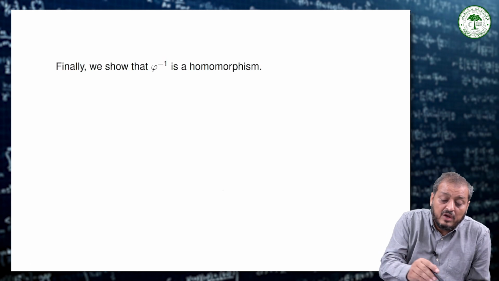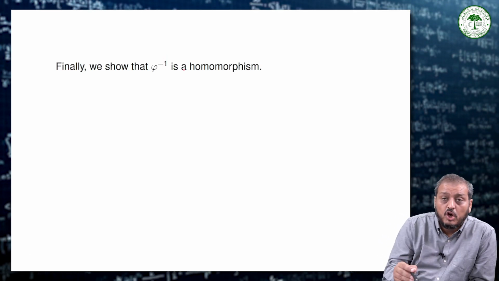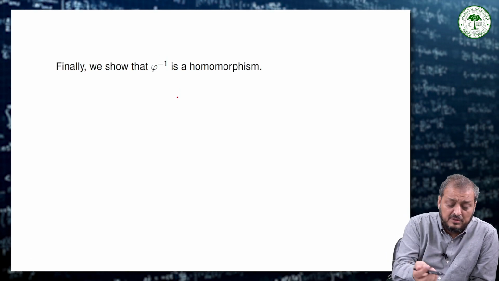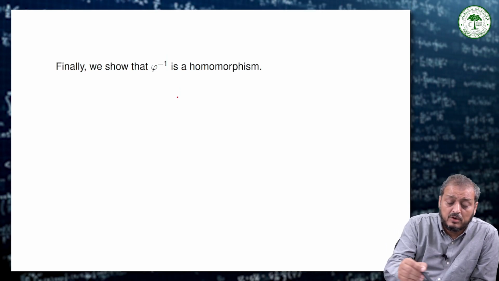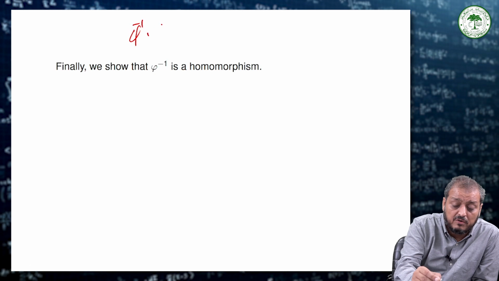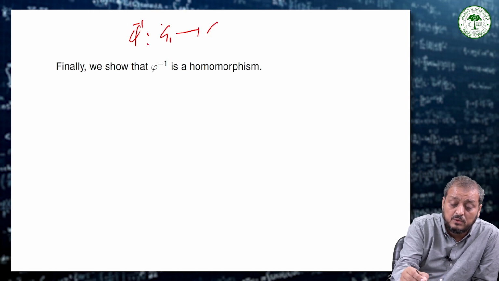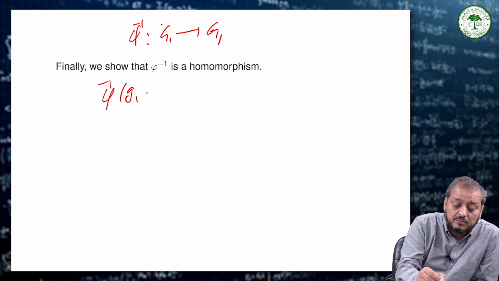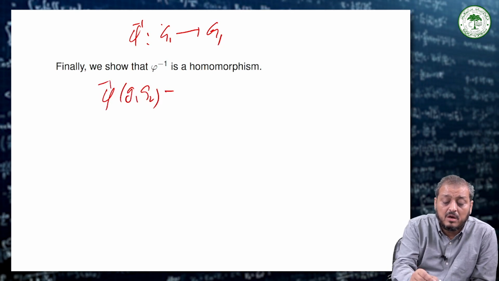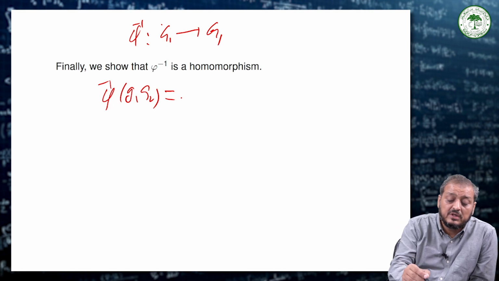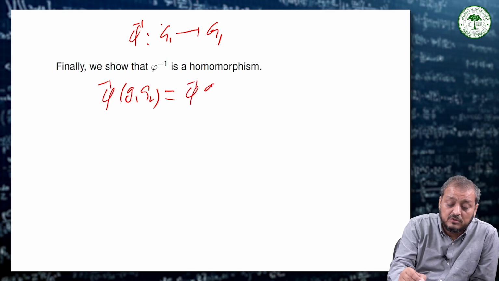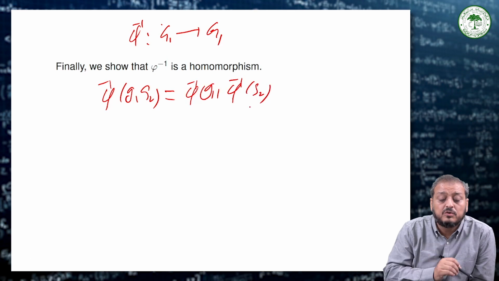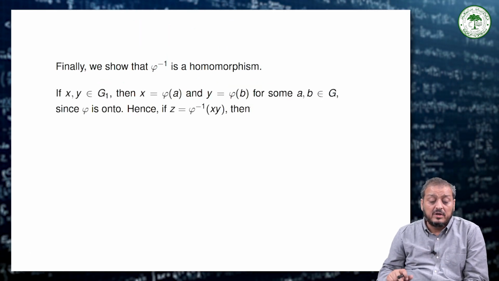Okay, now we have to show that this phi inverse is a homomorphism. Because phi inverse goes from G1 to G, we take phi inverse of the composition of g1 and g2, and then we have to show that this is the same as the composition of phi inverse of g1 and phi inverse of g2. Okay, so let us try.